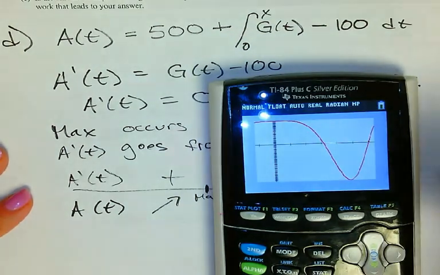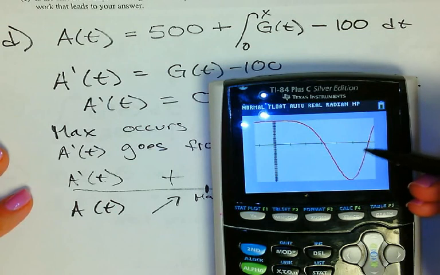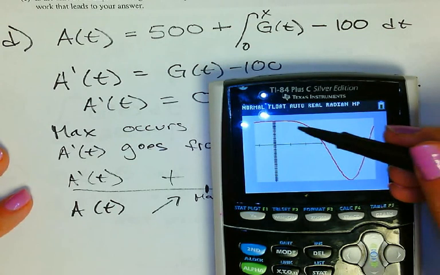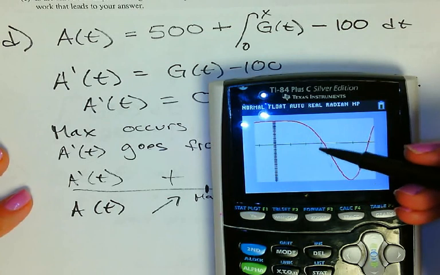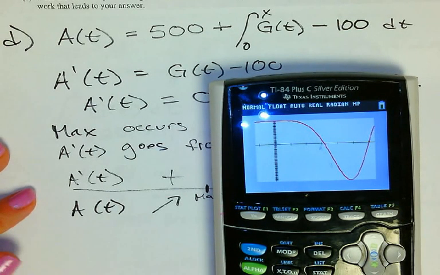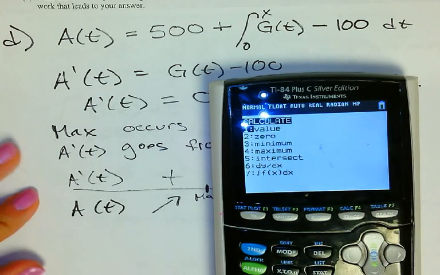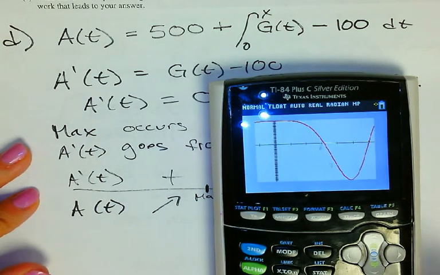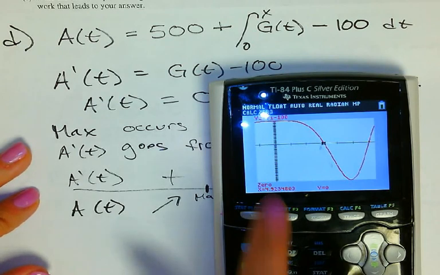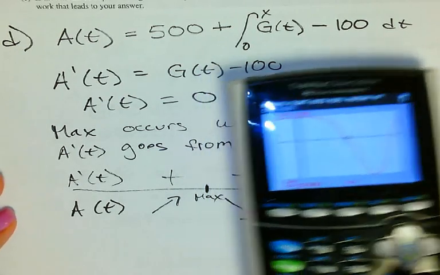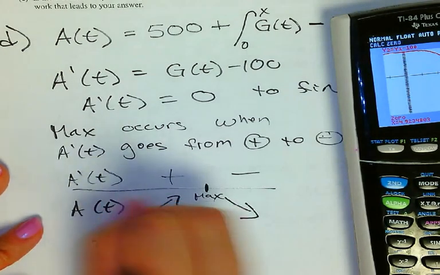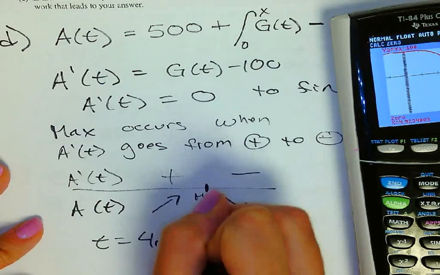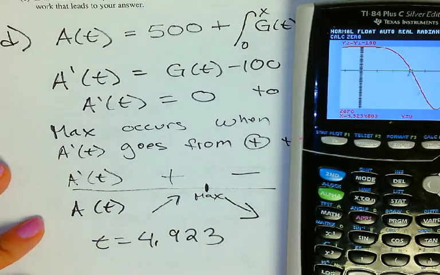On this graph, I'm not so much concerned about this zero up here. I want to know where the derivative goes from positive to negative. So I'm concerned about that t value, or that x value right there. You could do second calc, intersect, if you also graphed the line y equals 0, but I didn't, so I have to do zeros. I go a little to the left of it and hit enter, go to the right of it and hit enter twice, and that occurs at the x value of 4.923.